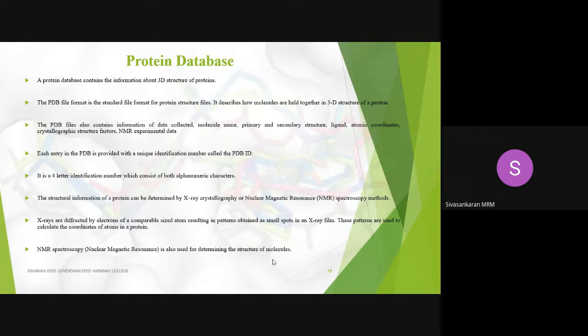It's nothing but the nuclear magnetic resonance spectroscopy method, which gives you the structure as well as the different types of patterns available in the proteins. The X-rays are diffracted by the electrons of the atoms, resulting in patterns obtained as small spots in X-ray films. These patterns are used to calculate the coordinates of atoms in the protein. So to identify the atoms in the proteins, it's XRD, and NMR gives you the structure of the molecules.